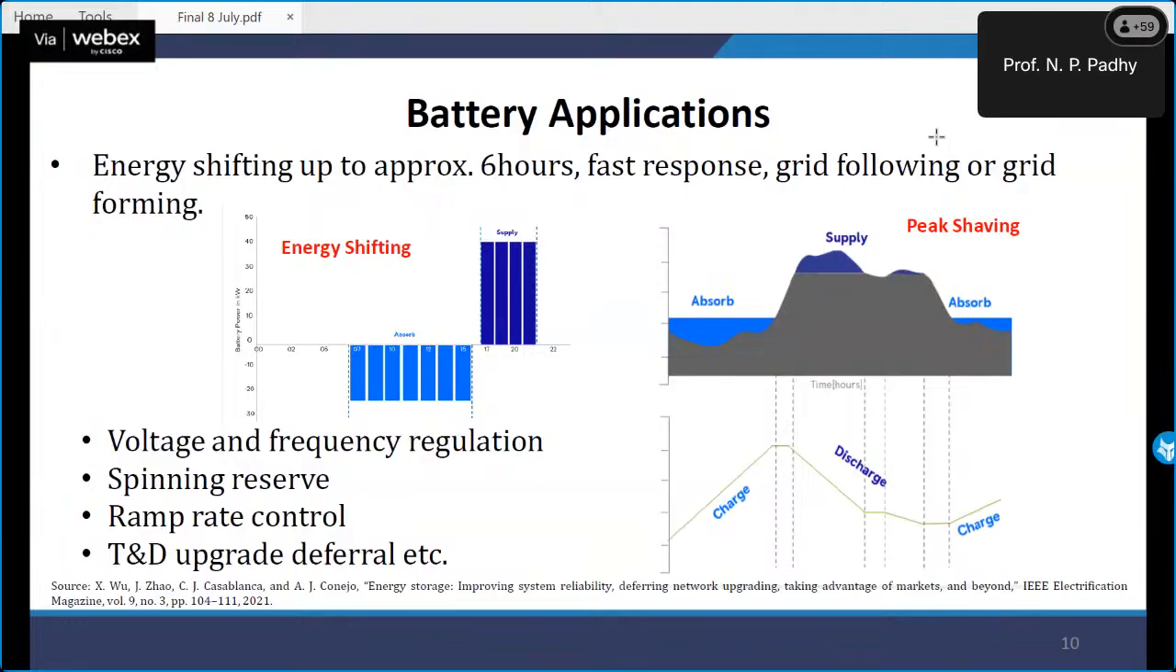Please explain frequency regulations, sir. Okay. All right. I'm coming to that. What is happening? Frequency regulation, I'll just give you 30 seconds. So peak saving, you understood.